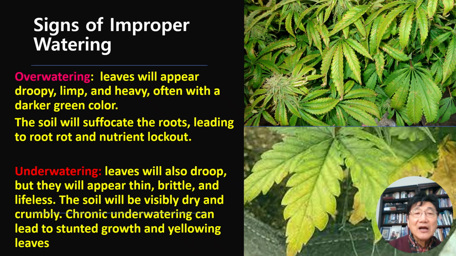Chronic underwatering can lead to stunted growth and yellowing leaves.